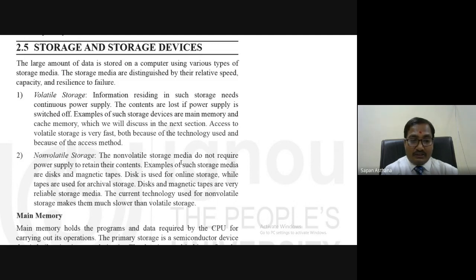Basically, there are two types: volatile storage and non-volatile storage. When we talk about volatile storage, the information residing in such storage needs a continuous power supply. The contents are lost if the power supply is switched off.